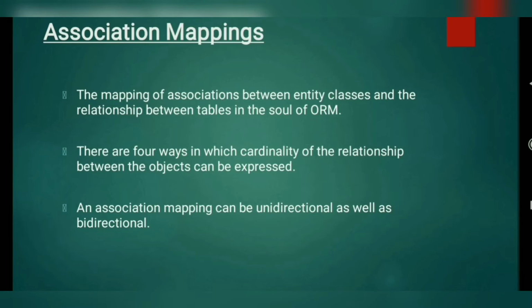This association mapping can be unidirectional as well as bidirectional. Unidirectional means only from the parent side you can access it. Whereas bidirectional means functioning in both directions. That is, it can be either from the parent side or from the child side. There are four ways in which cardinality of relationship can be expressed.